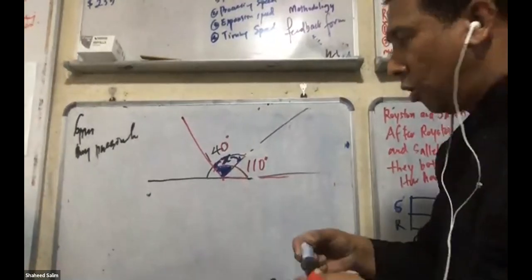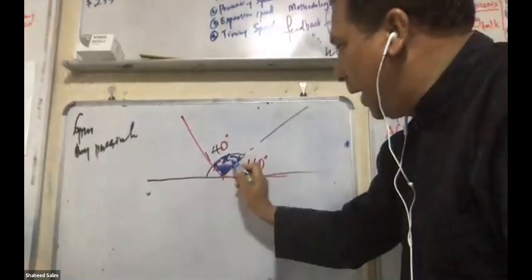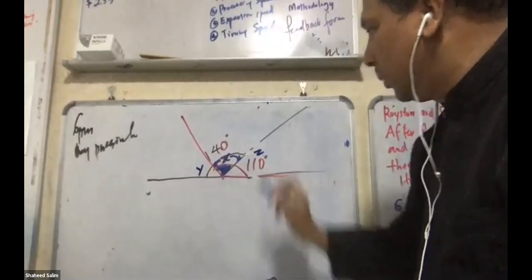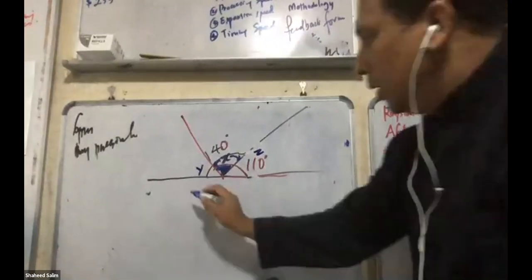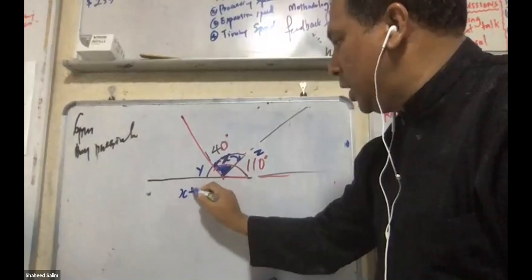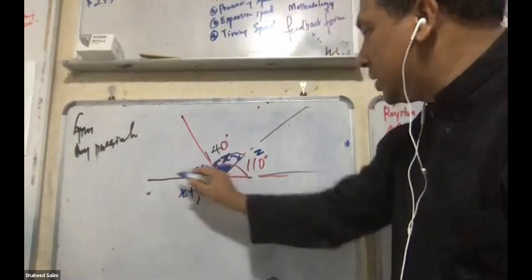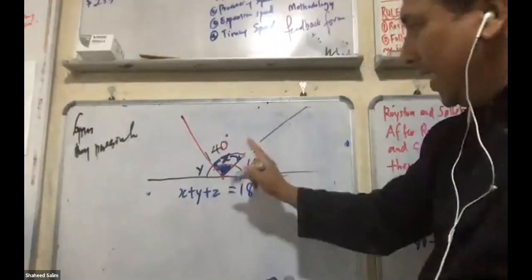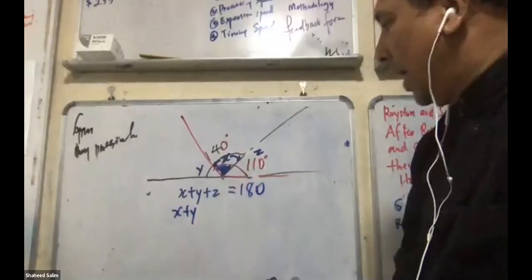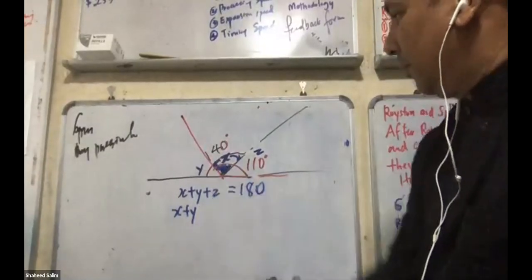I will write these letters for you. X, right? You call this Y, we call this Z. Now I ask you, X plus Y plus Z, how much is it equal to? This is a straight line, no? 180. 180, good. But let us see now, X plus Y. X plus Y is how much?